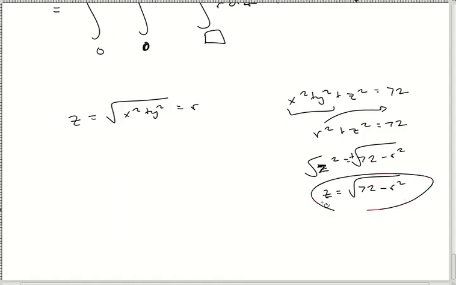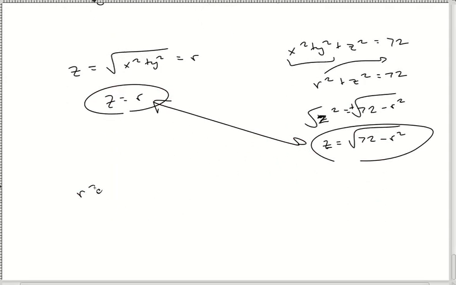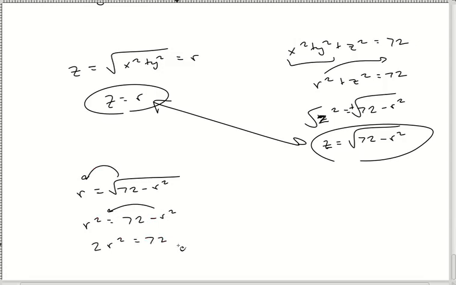Notice that we have this, and we also have this here. And see how my z's are the same? So in a way, I could say that r is equal to the square root of 72 minus r squared, and start to solve. So undo the square root by squaring the other side. Move over this square so that you got a 2 there.